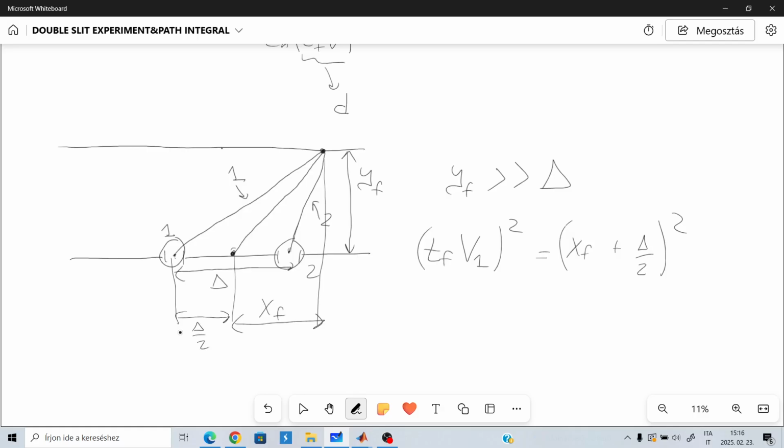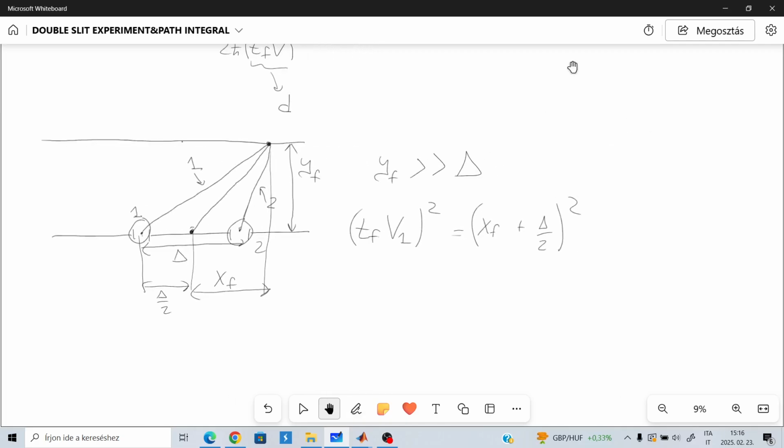So if you consider the x-coordinate, it would be minus Δ/2, because it would be a negative coordinate, but in absolute value, it's Δ/2. And then, of course, the y-coordinate is simply yf squared. And similarly, along path number 2, we have tf times b2 squared. This would be xf minus Δ/2. If you consider the second path, you still have this Δ/2. But in this case, you have a subtraction, because you are interested in this length, which is xf minus Δ/2. And still here you have yf squared.